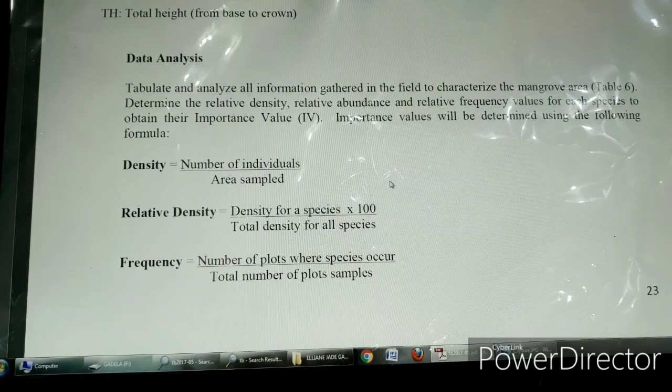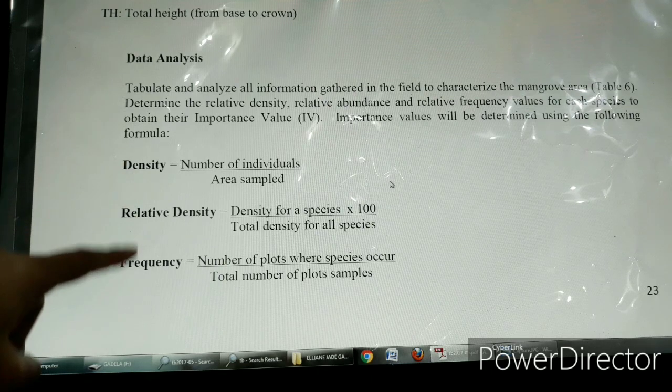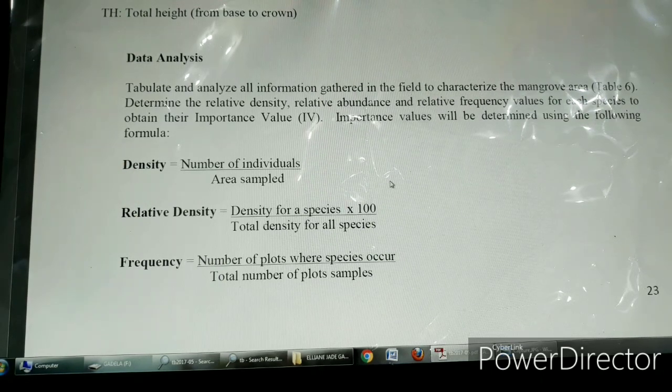So for the data analysis, we first tabulated the data and analyzed using these formulas. For the density, the formula is the number of individuals over the area sampled. And then for the relative density, it is equal to the density for a species over total density for all species times 100. And then for the frequency, it is equal to the number of plots where species occur over the total number of plot samples.